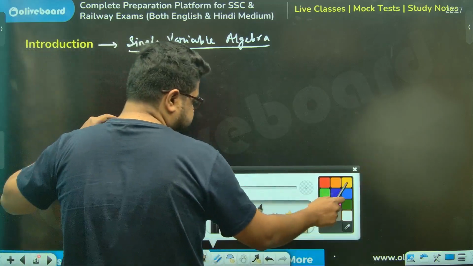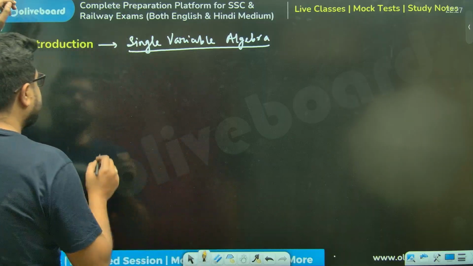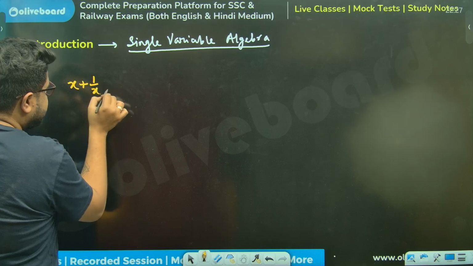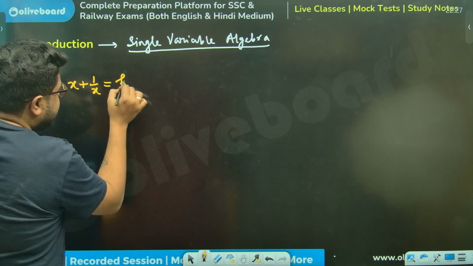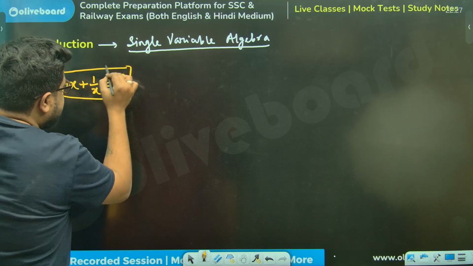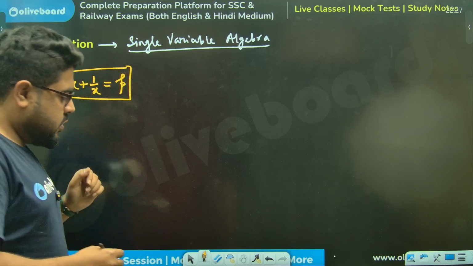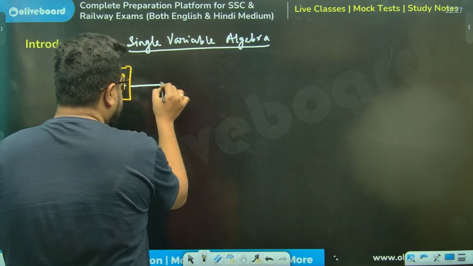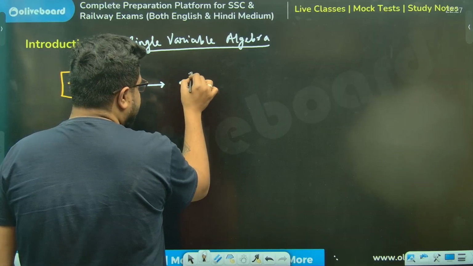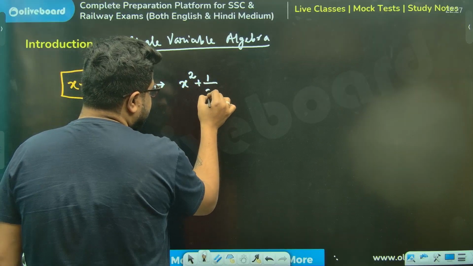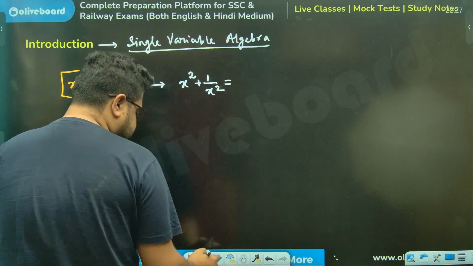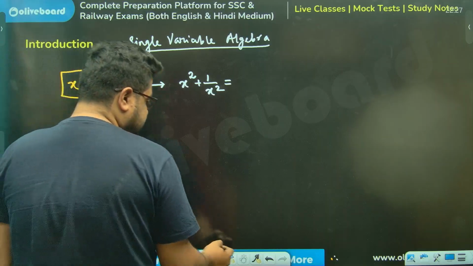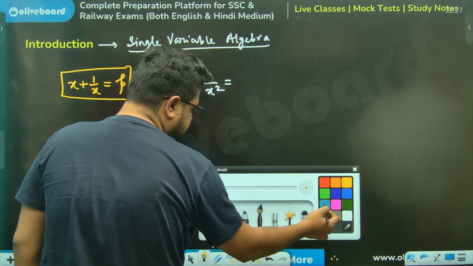First things first, I'll start from here. Let's say you have been given the value of x plus 1 by x as p. This is given to you, everyone. Please understand. So what you can do, and they are asking to find the value of x square plus 1 by x square. Please understand how we can do this. I'm giving you the basics. Sir, what is the best way to solve this?